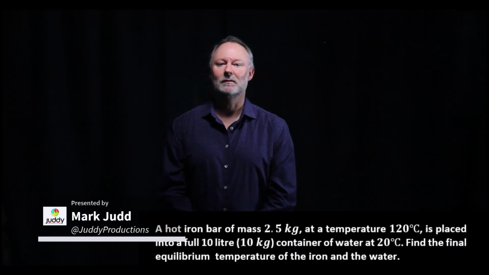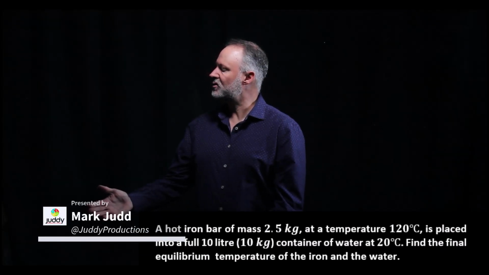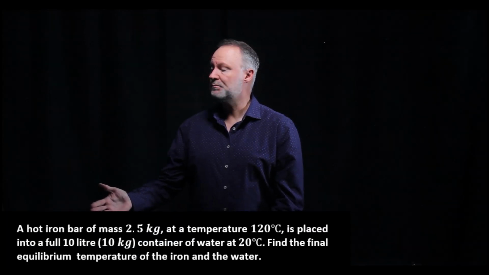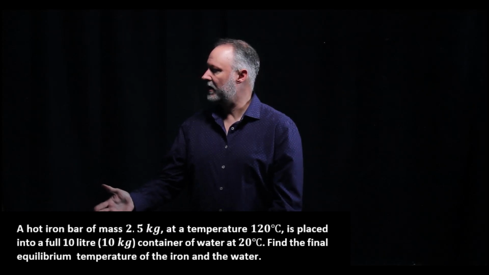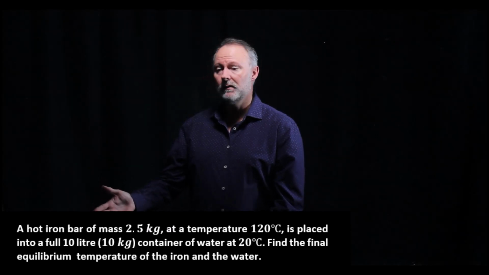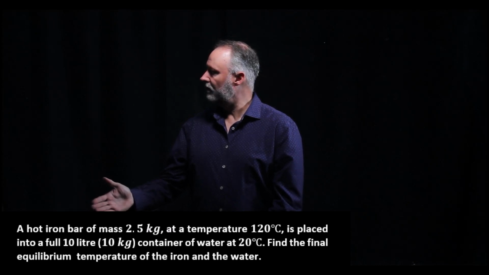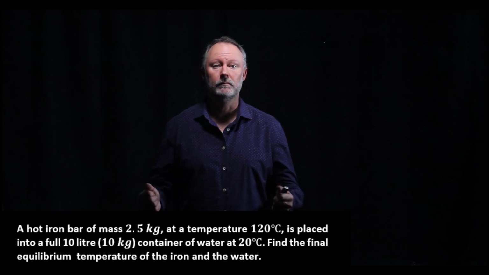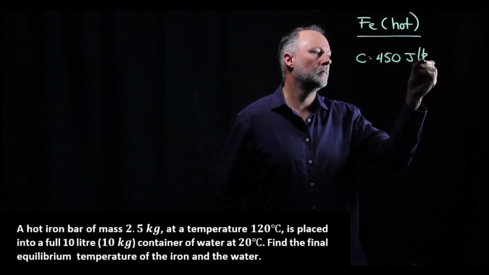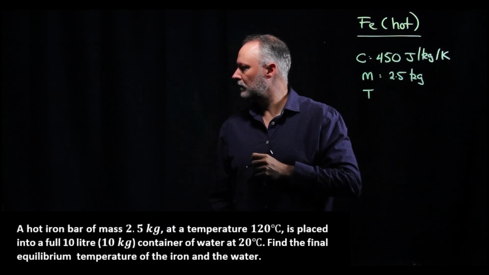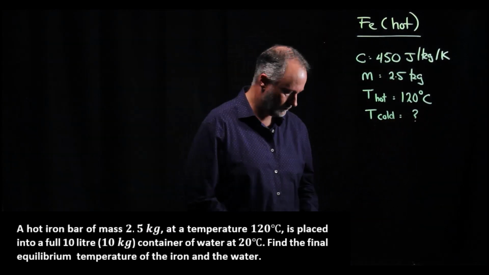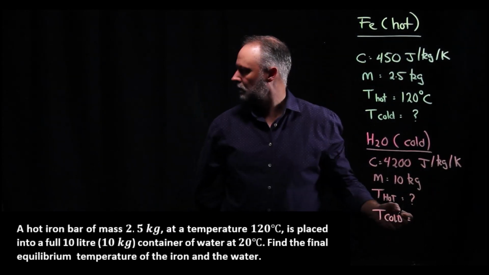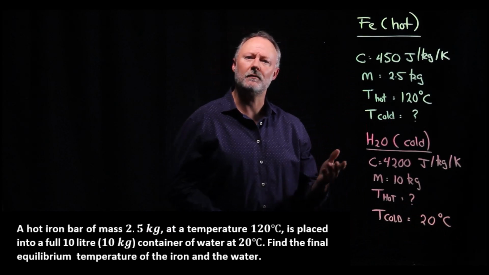Okay, let's look at an example. A hot iron bar of mass 2.5 kilograms at a temperature of 120 degrees Celsius is placed in a full 10-litre container of water at 20 degrees Celsius. Find the final equilibrium temperature of the iron and the water. So first of all, let's write down the information we know. So let's have a look at what we have.